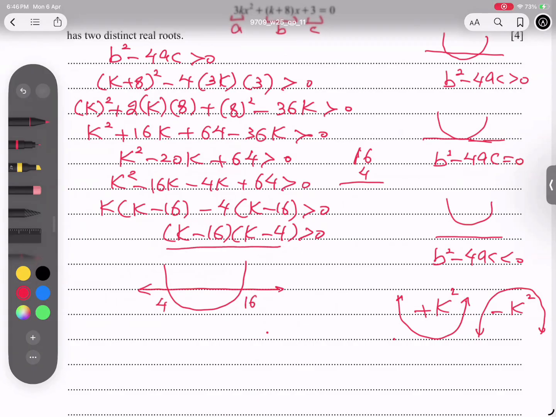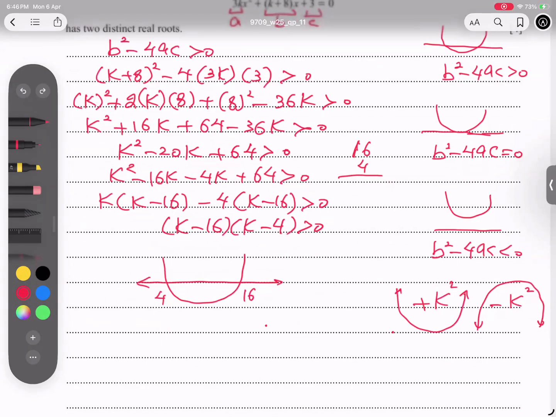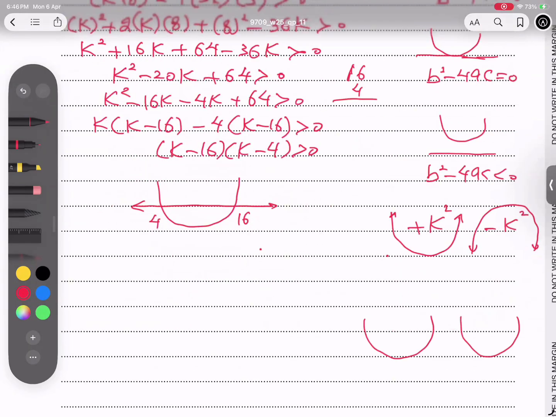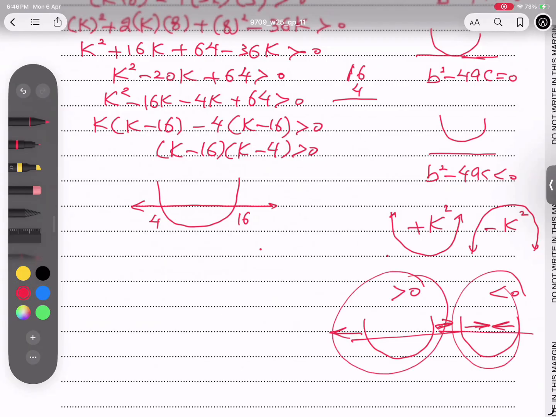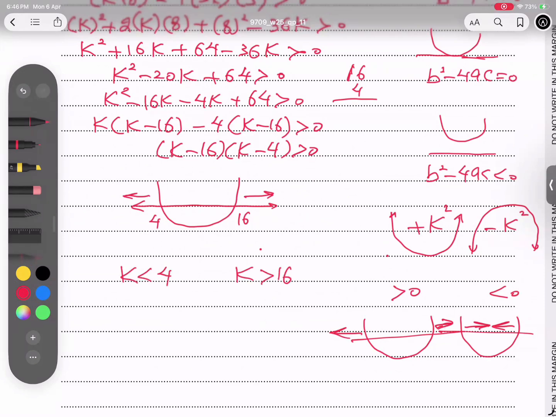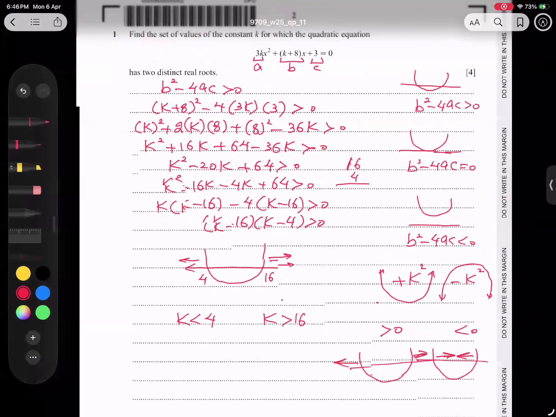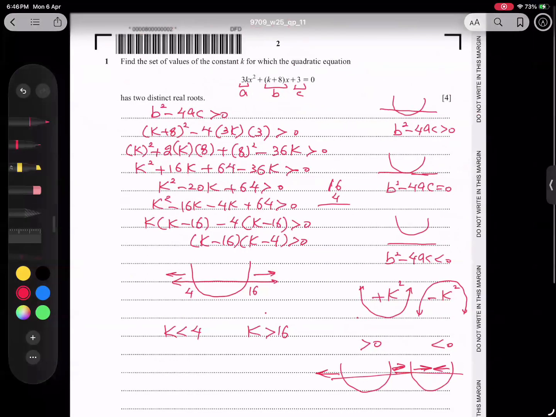And how to read this one is more. So students, what is the basic criteria? I'll just tell you quickly. If we have more than 0 or if we have less than 0, more will go outside and lesser we go inside. I think the idea is clear. So these are more, so the diagram will be outside. How to read? K value is less than 4 and K value is more than 16. So I hope the concept of the question is completely clear.